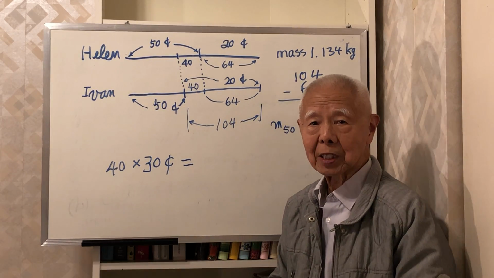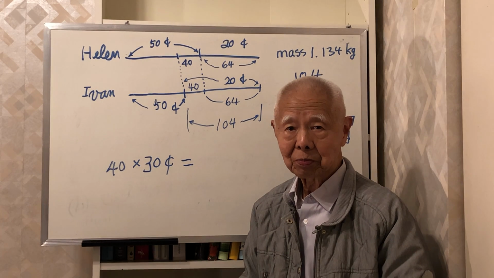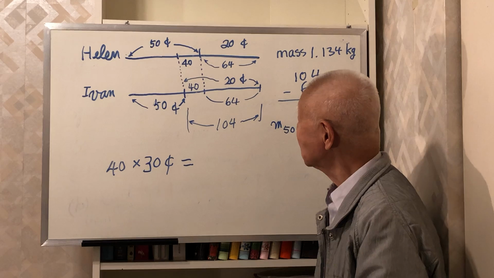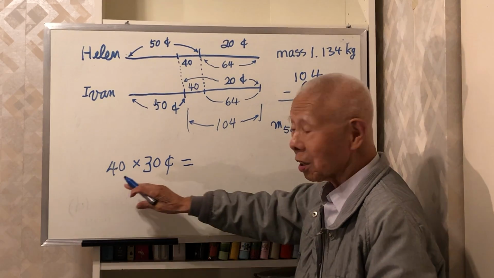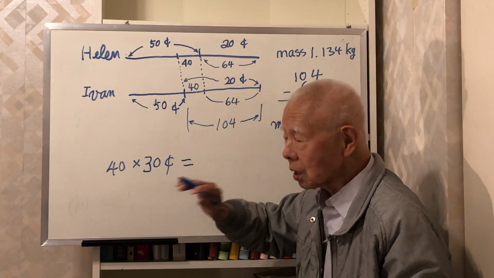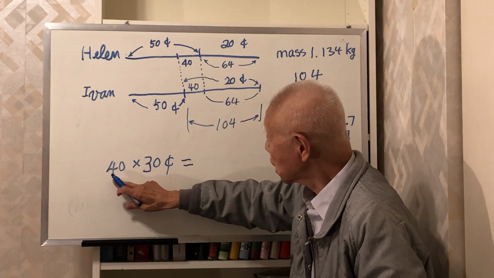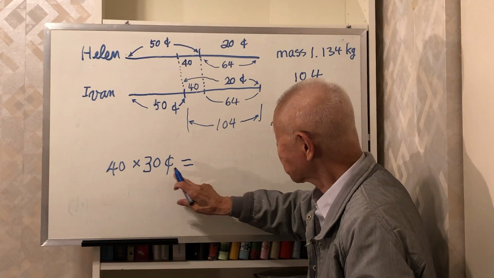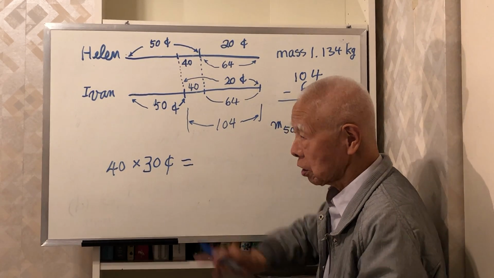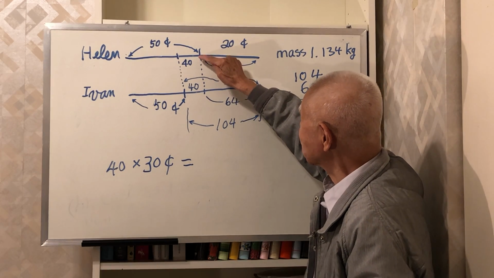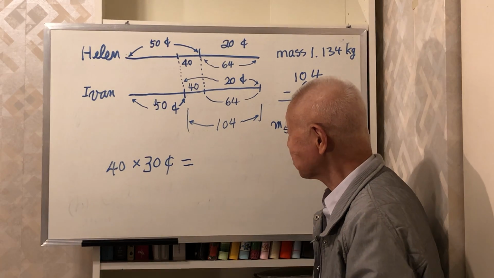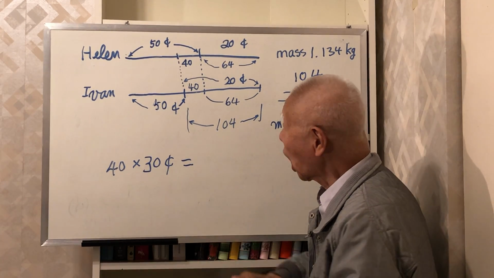Now, I don't know whether I said it clearly. Yeah, I hope you follow me. So the difference in value is 40 cents. No, the difference in value is 40 coins times 30 cent. The 30 cent is the difference of each coin. If you move 50 cent to 20 cent here, you lost 30 cent.